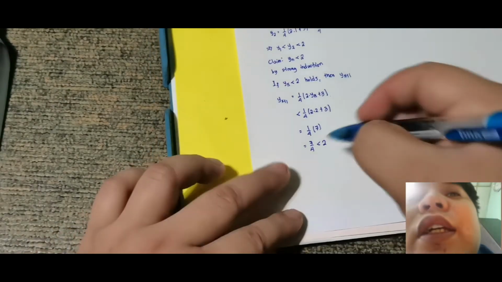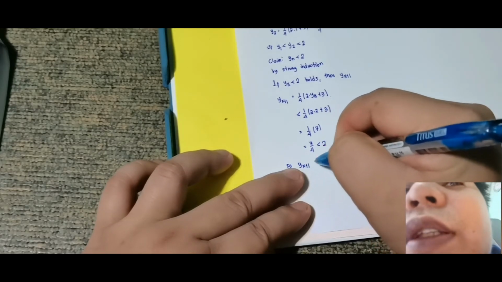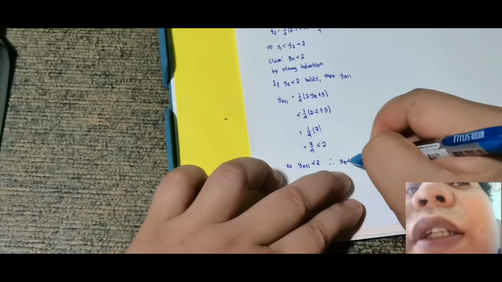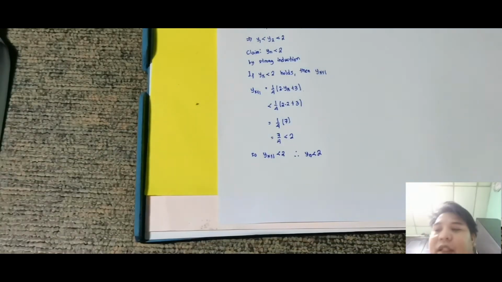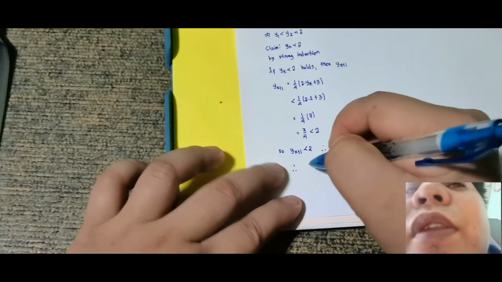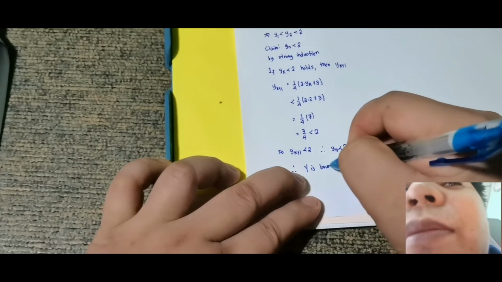Okay? So, ano nangyari? So, si y sub k plus 1 is less than 2. Therefore, si y sub n is less than 2 for any n element na natural number. Therefore, y is bounded. Sir, bakit mo nasabing bounded?